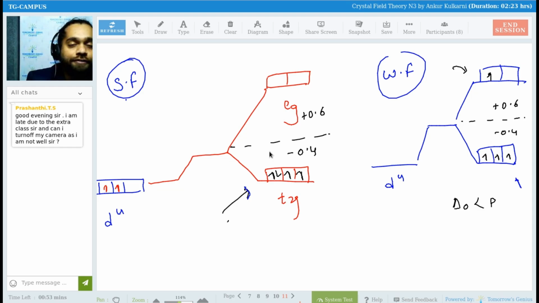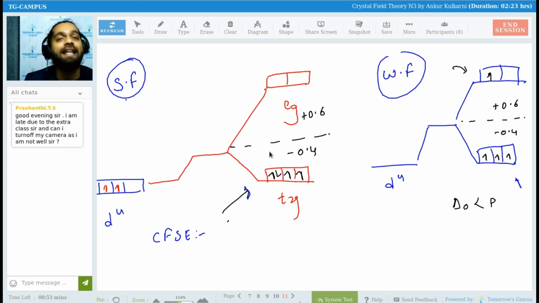Now we have something called CFSE, crystal field stabilization energy. Till last year, this was not asked. This was considered, Jason, as a JEE Advanced topic. But in the last few years, last year itself, they have asked. I remember CFSE was asked last year, so you should know how to calculate it.